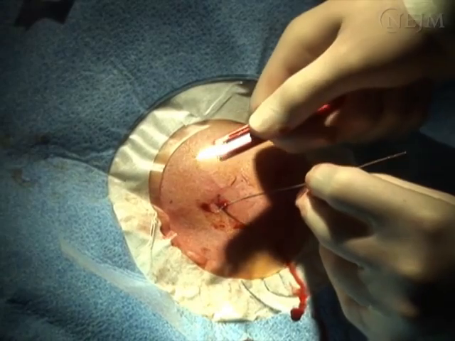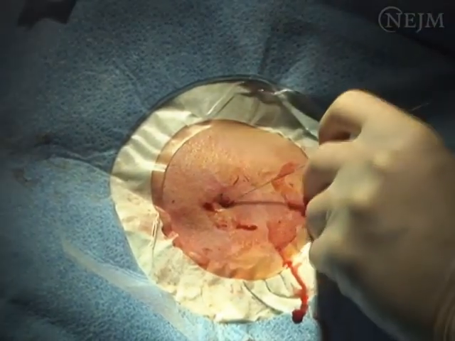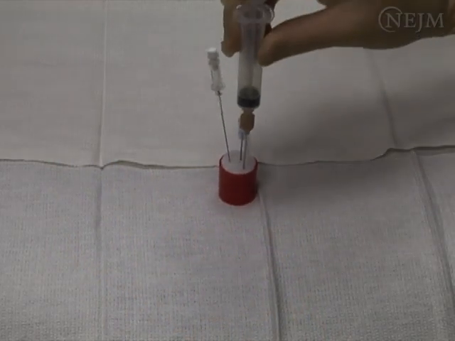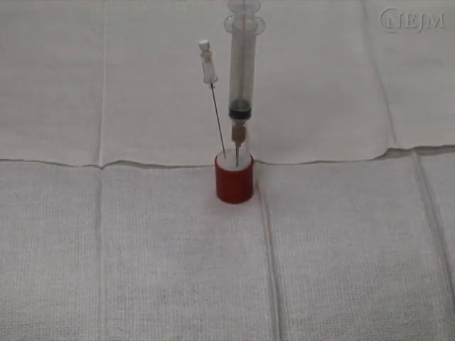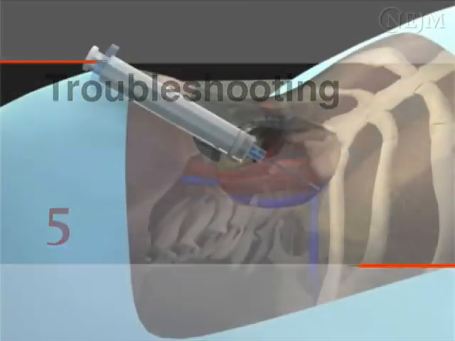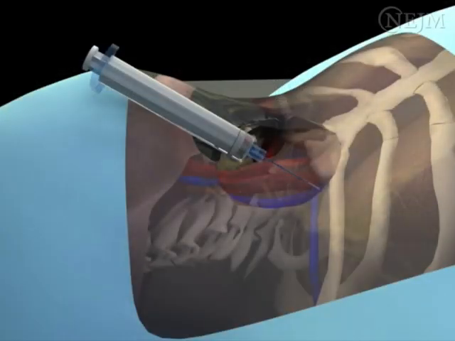Scalpels should be retracted into their protective sleeves. Needle stick injury can be minimized by using needle lock devices found in most commercial central line kits. There are some common problems that can occur during placement of a central venous line.